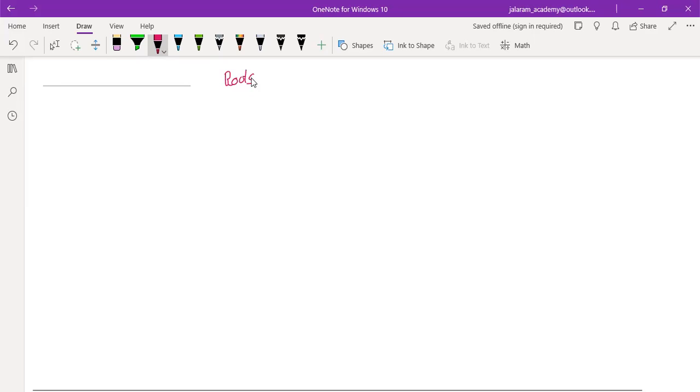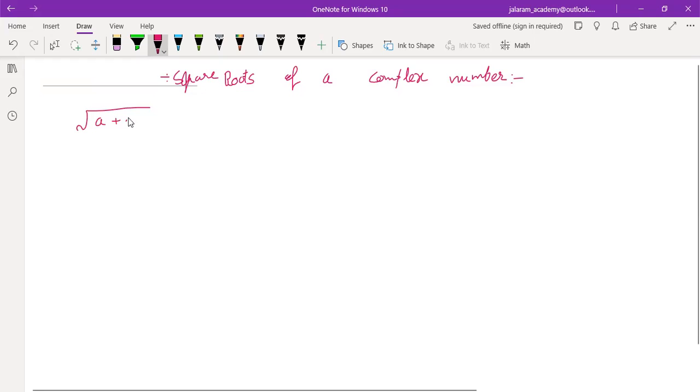Now today we will study square roots of a complex number. How to find the square root of a complex number? Like if a and b are real numbers, so a plus ib is a complex number. So how to find its square root?